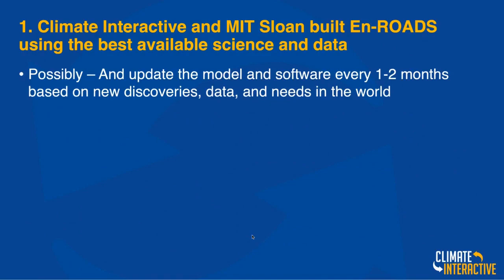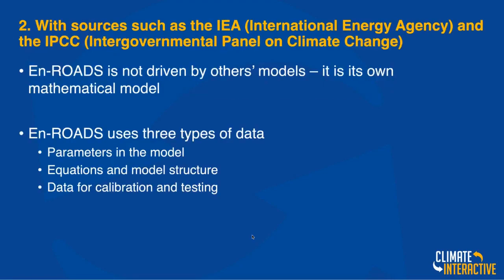All right, so the first topic: Climate Interactive and MIT Sloan built En-ROADS using the best available science, and it's updated monthly. There's a new release every month with new features, but often to keep up with the latest science. And the sources such as the IEA and the IPCC, the key thing is that they are sources of data, but people often think that the model is driven by these other models, as if we're just an interface on top of someone else's model. That's not the case. It is its own mathematical model that uses data in three different forms.